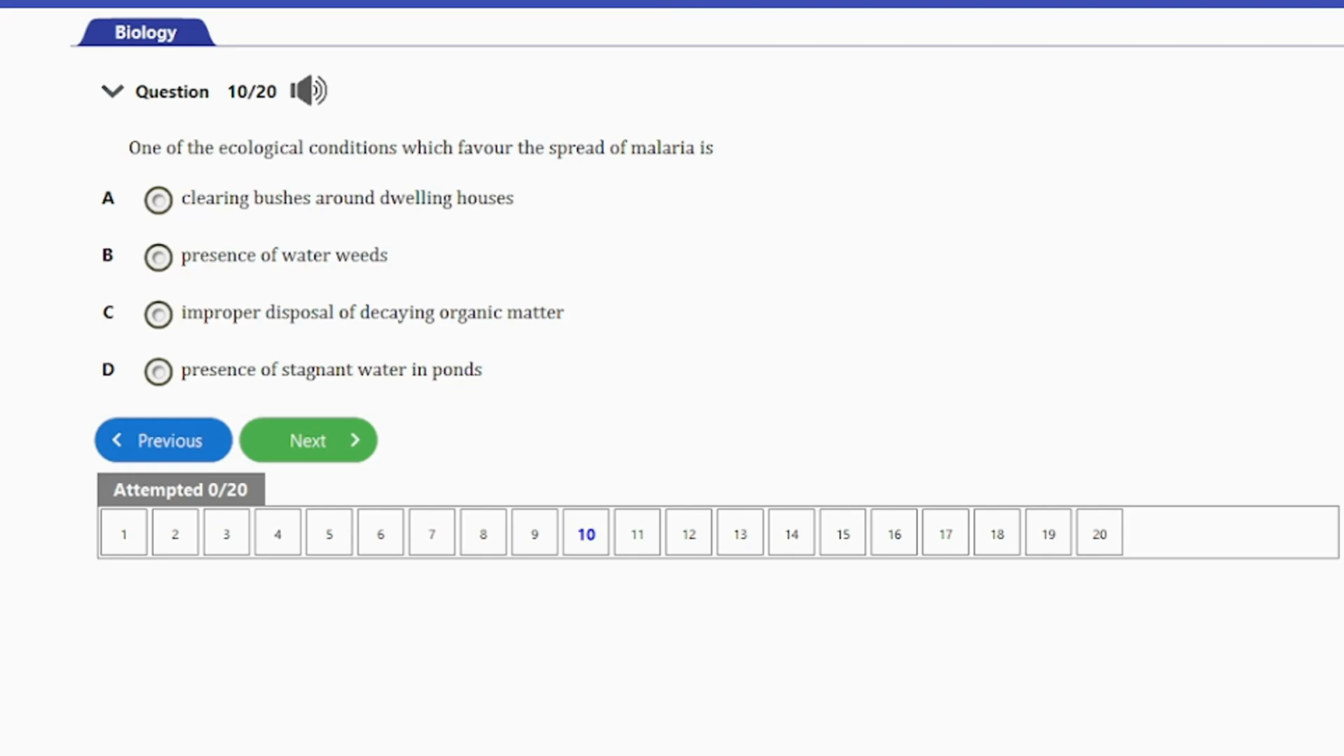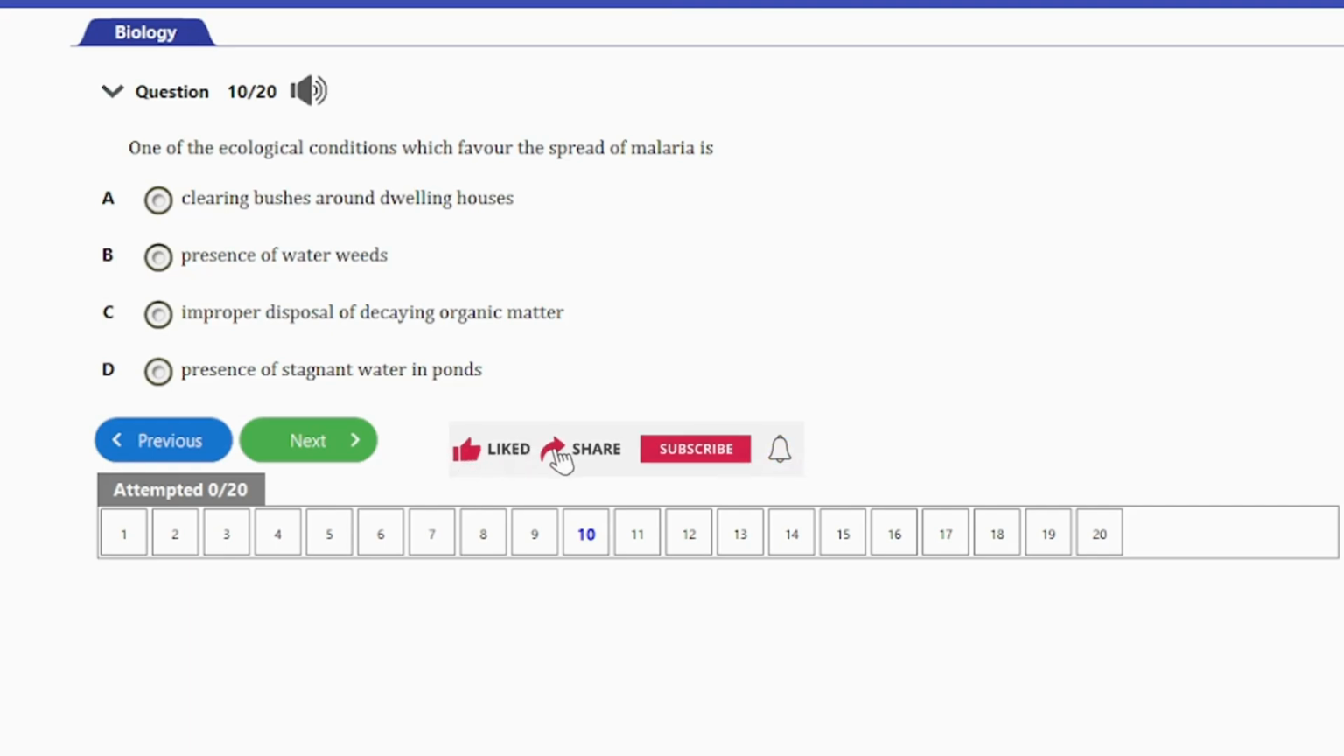Question number 10 says, one of the ecological conditions which favor the spread of malaria is A, clearing bushes around dwelling houses, B, presence of water weeds, C, improper disposal of decaying organic matter, D.